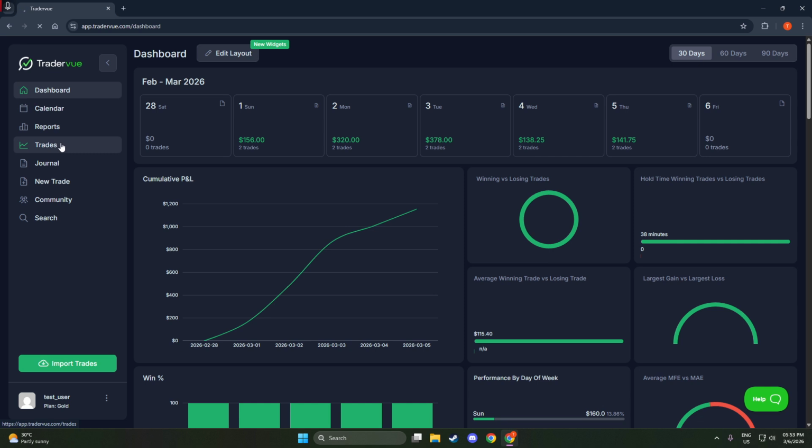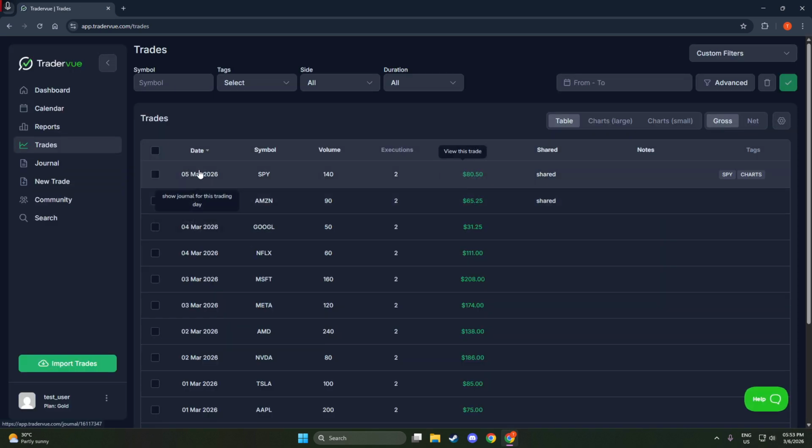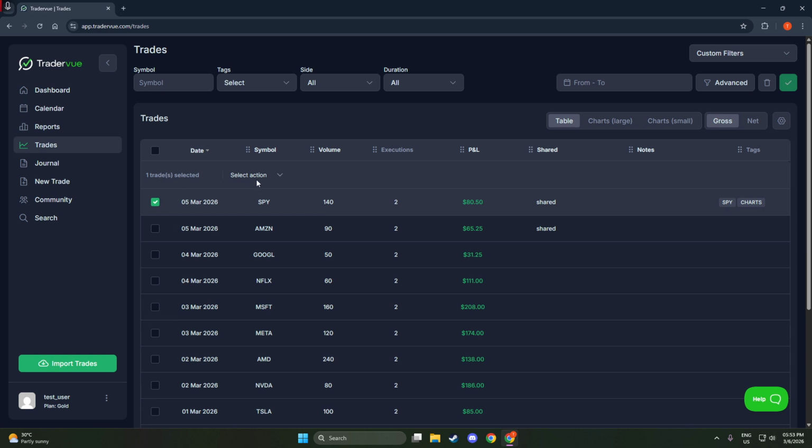Start by opening a trade in Tradervue. You'll want to be on the trade's detail page, where you can review entries and exits. On this page, look for the field labeled Initial Risk. Next to it, click Edit. This is where you define exactly how much you put at risk on that trade in total dollar terms.